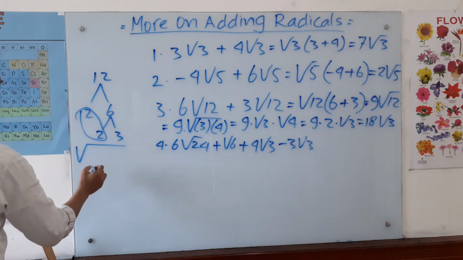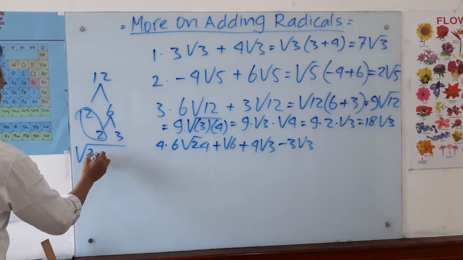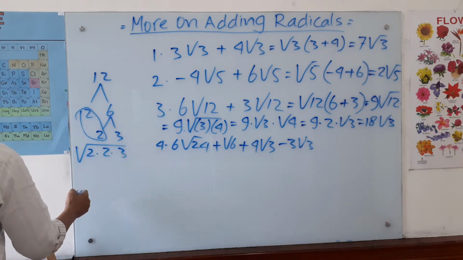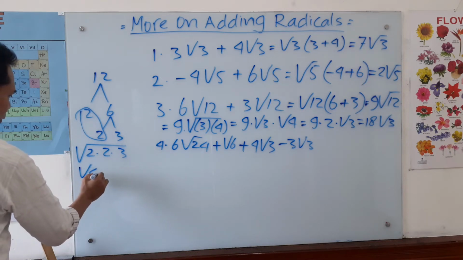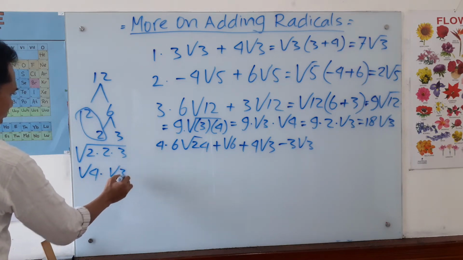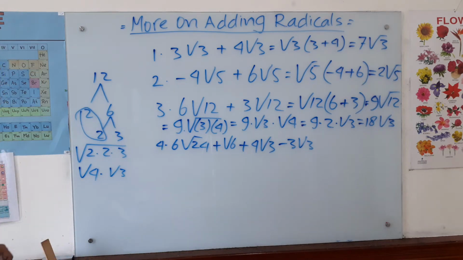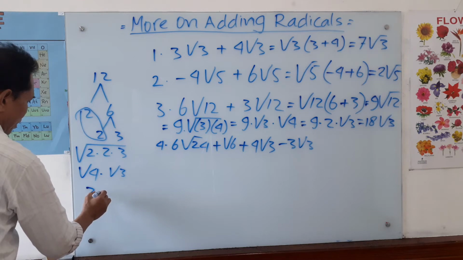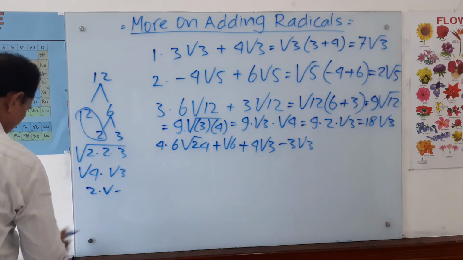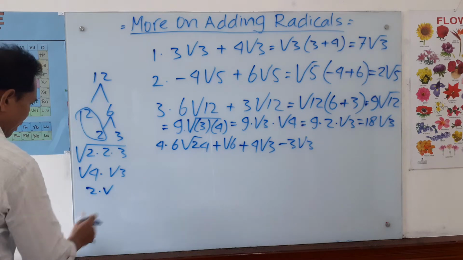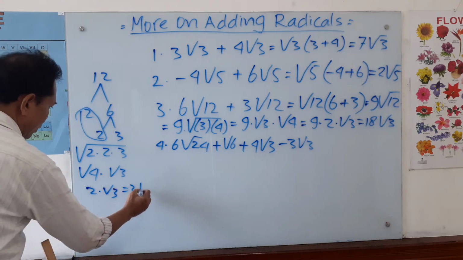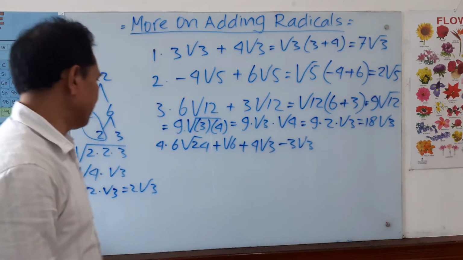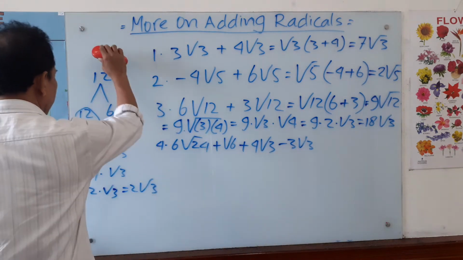So we have here square root 2 times 2 times 3. Square root 2 times square root 2 is square root 4 times square root 3. Square root 4 is a perfect square, so it is 2. 2 times square root 3 equals 2 square root 3. Okay, same. 2 square root 3. So that answer is correct.